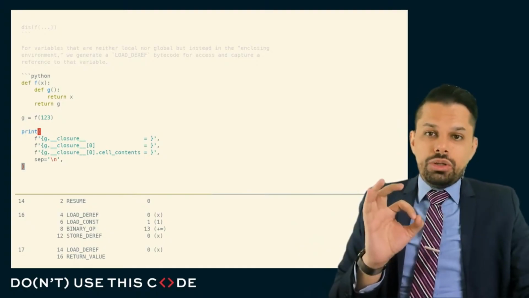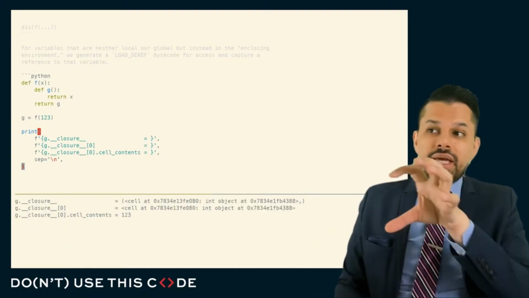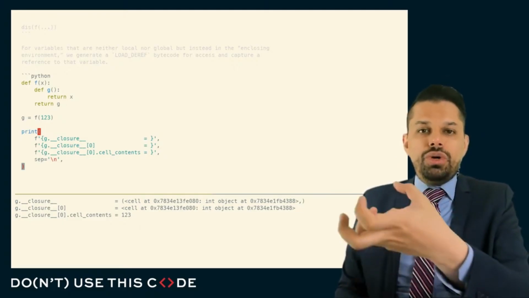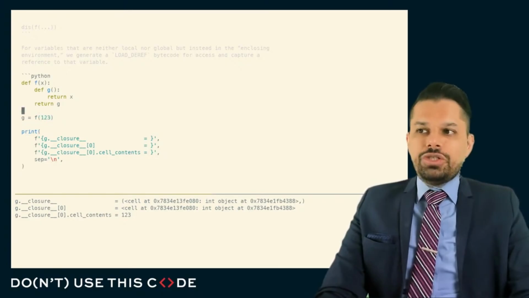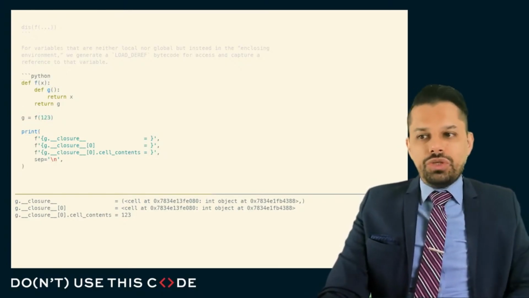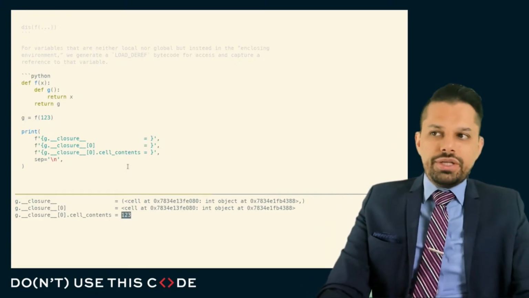And it will create a closure, which is a tuple of cell objects that contain references to the closed over data. You can see here I've passed 1, 2, 3 into this function, and that 1, 2, 3 has been captured in my closure as its 0th cell, and you can see here the cell contents.